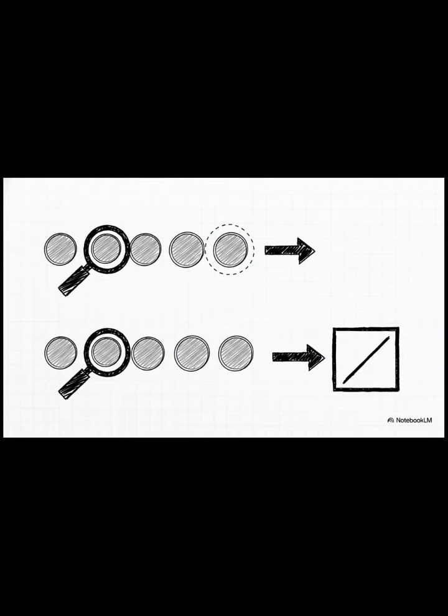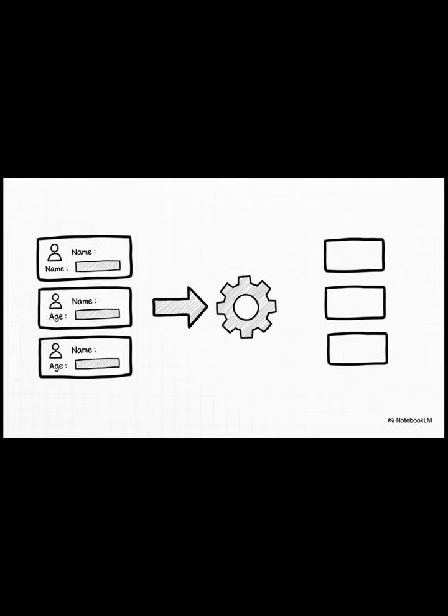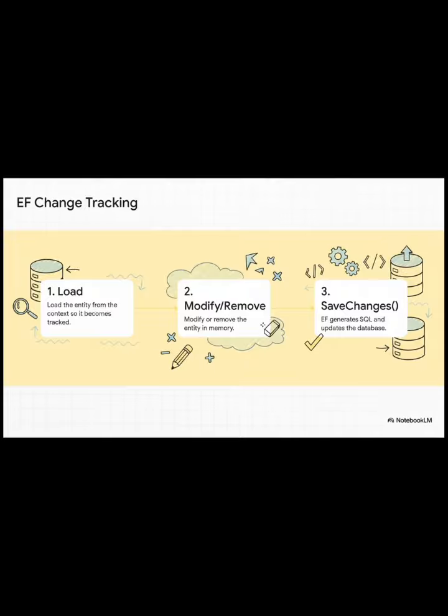First up, finding just one item by its ID, super common. Next, we've got Where. This one filters the list, keeping only what matches our rule. And Select is for transforming data, like grabbing just the names from a list of students. Updating or deleting is a simple 3-step. You load it, you change it, and then you save it.